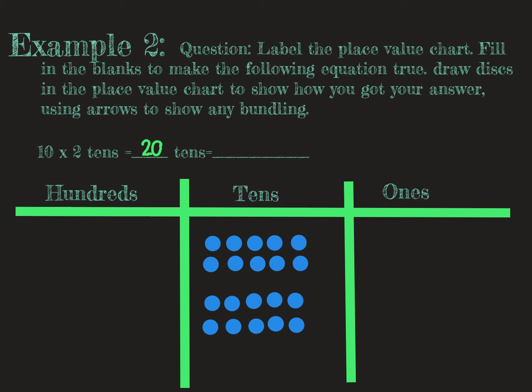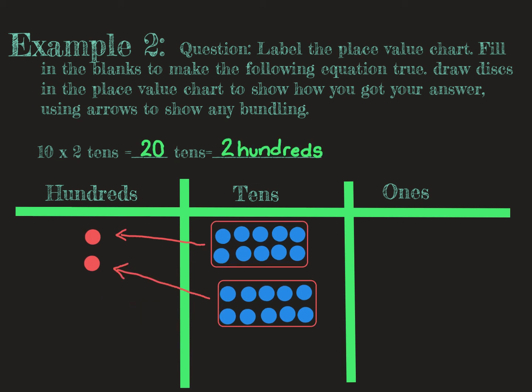Now we bundle the tens into two groups of 10. 1, 2. Now we're going to take this bundle and bring it over here to equal 100. And we're going to bring this bundle over here to equal 100. As you can see, the 20 tens equals 200. So 10 times 2 tens equals 20 tens, which is equal to 200.